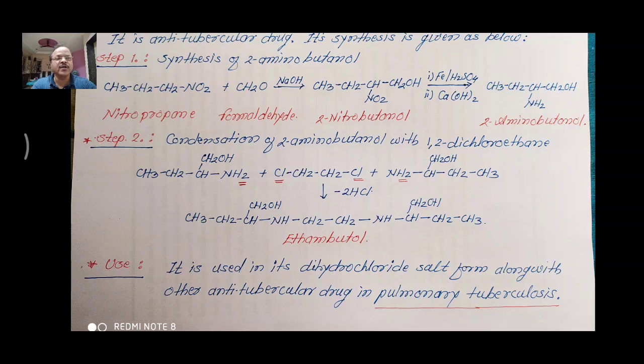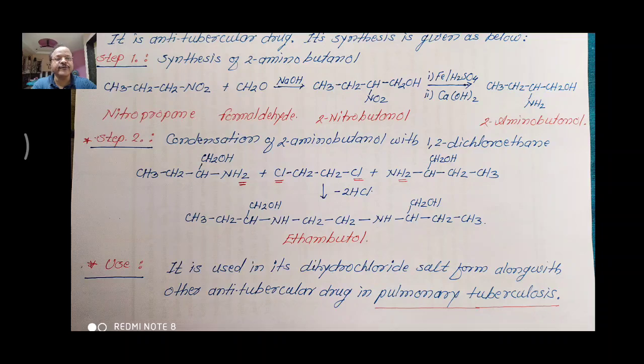CH3CH2CH2NO2, plus formaldehyde, CH2O. In the presence of NaOH, there is formation of 2-nitrobutanol. This 2-nitrobutanol on reaction with iron in the presence of sulfuric acid, followed by calcium hydroxide, forms 2-aminobutanol. So this is step number 1 in the synthesis of ethambutol.